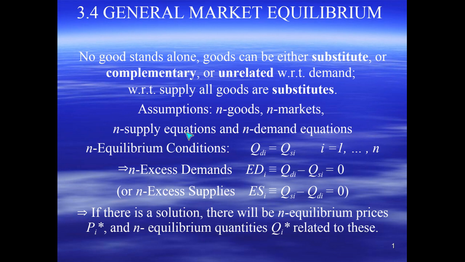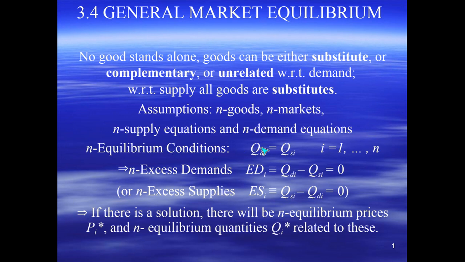So, in a general equilibrium model, we have n supply equations and n demand equations. We have n goods and n markets. So the assumptions of this model are that we have n goods, it can be 2 or more than 2. N markets, again 2 or more than 2 markets. And n supply equations and n demand equations. So there are more than one goods, more than one markets, and more than one supply and demand equations. And of course, there should also be n equilibrium conditions.